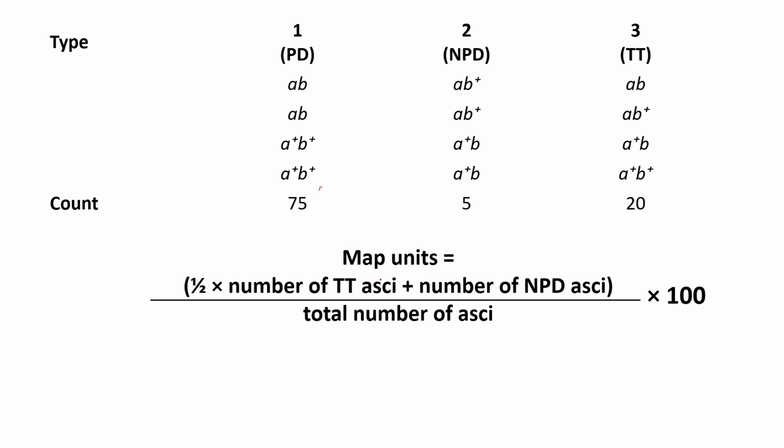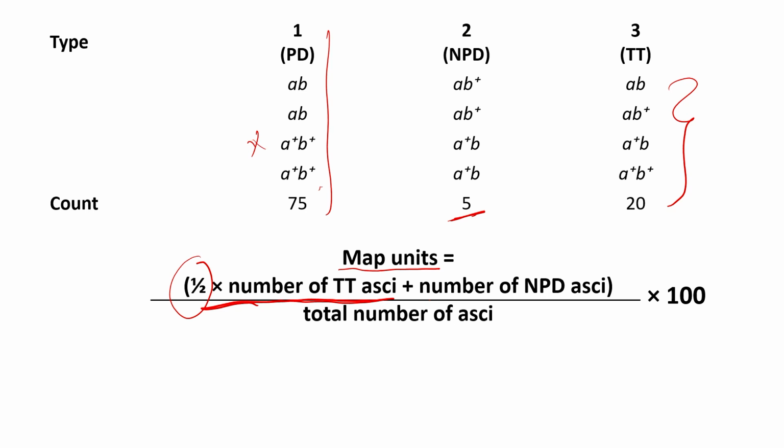What we will do is, to calculate the map distance, we will half the number of tetratypes, right. Because you see, just to compensate for the non-recombinants that are present inside, we are reducing this number by half and adding the total number of non-parental types. So, parental type combination we do not need, right, because they are non-recombinants.